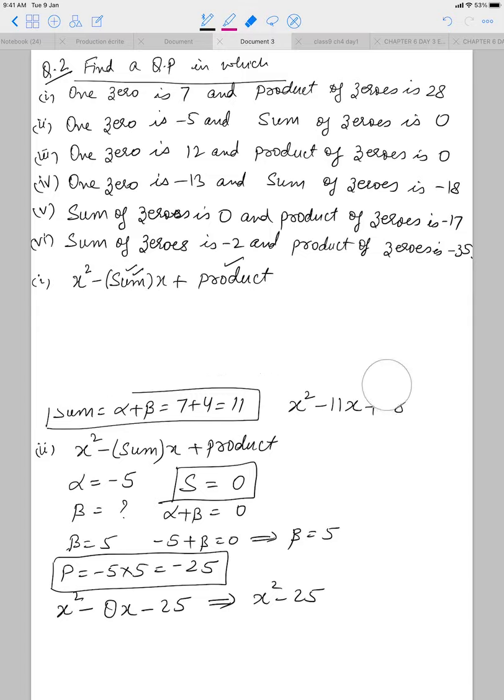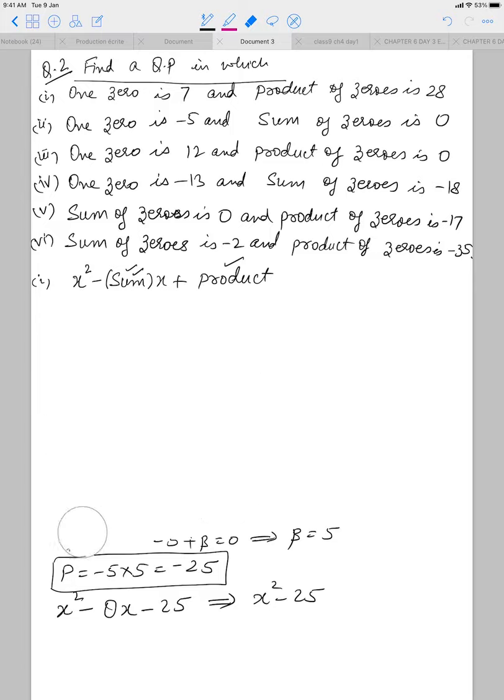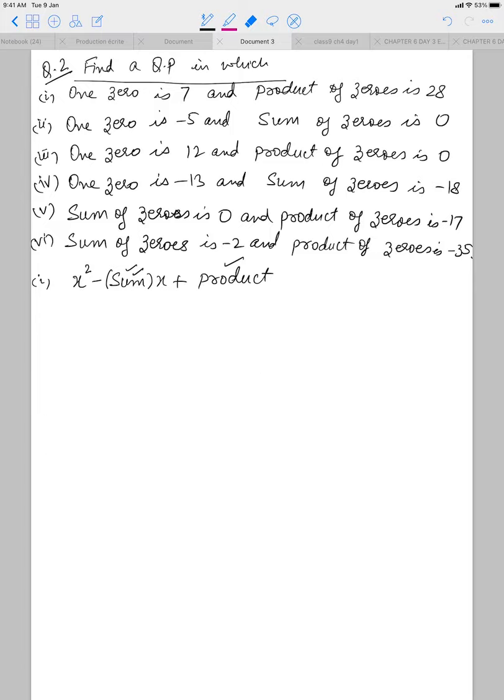Next, the third part is again find the quadratic polynomial in which one zero is 12 and the product of the zeros is 0. One zero is 12, the other zero I do not know, but the product is equal to 0. That means alpha into beta is equal to 0. So 12 into beta is equal to 0 gives you beta also equal to 0. Orally also you can think about these things. Suppose a question comes for 1 mark, you need not show the working and you can do it orally also.